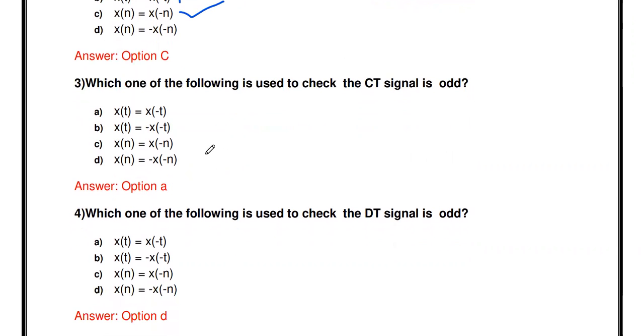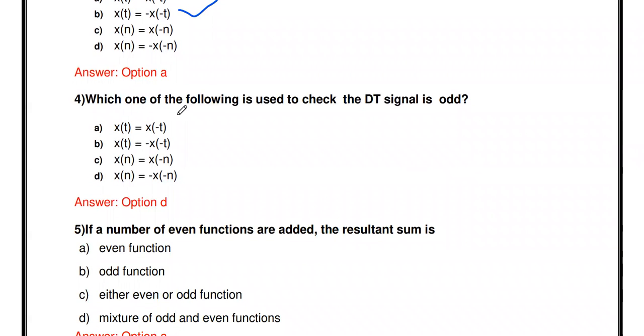Then, which one of the following is used to check whether a continuous time signal is odd? Odd, or anti-symmetric. The condition is x of t equals minus x of minus t. That is, after taking time reversal, we have to multiply it by minus 1, so we take the amplitude inverse also. If the x of t value and the minus x of minus t value are both the same, then that signal is called an odd signal.